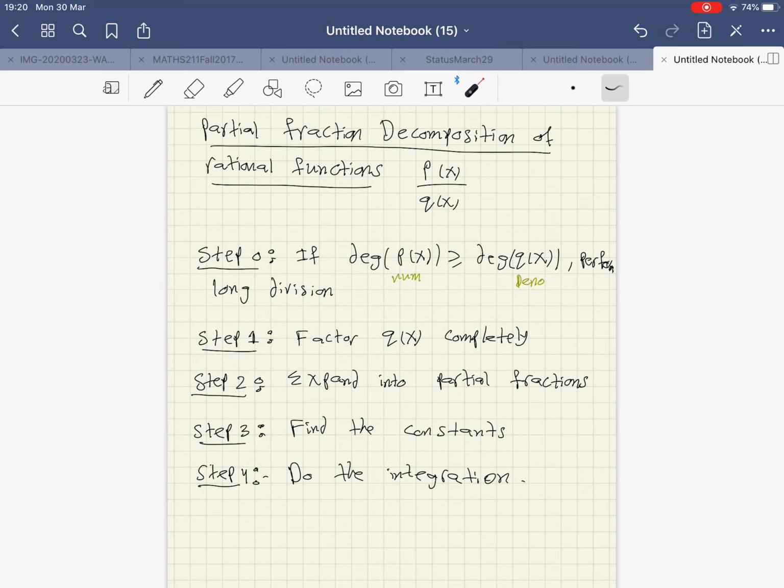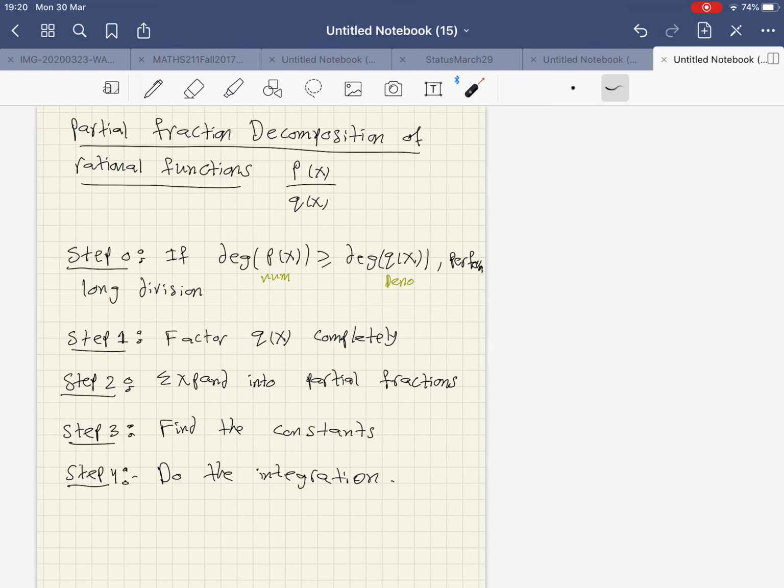Step number 1 is that we need to factor the denominator completely. As much as we can, everything should be completely factored. And then we need to write the partial fraction. Then there are constants, and we need to find them in the partial fraction. And the final step, we do the integration. Usually the integration is the easy part, because as you have seen before in video number 1 and video number 2, what we get from partial fractions is easy to integrate.